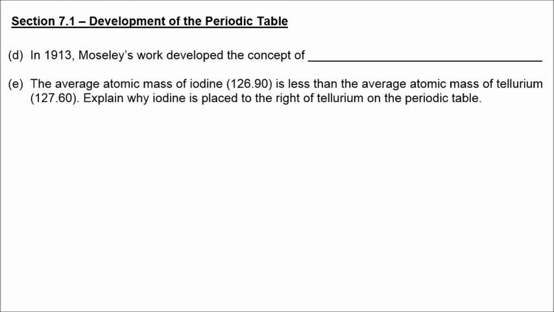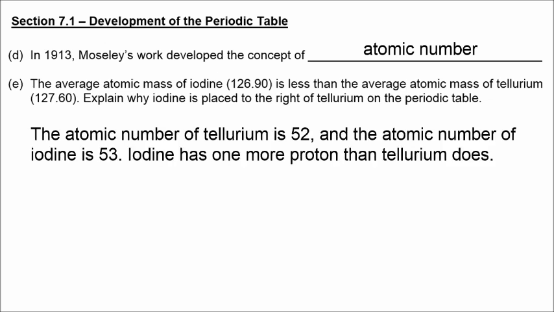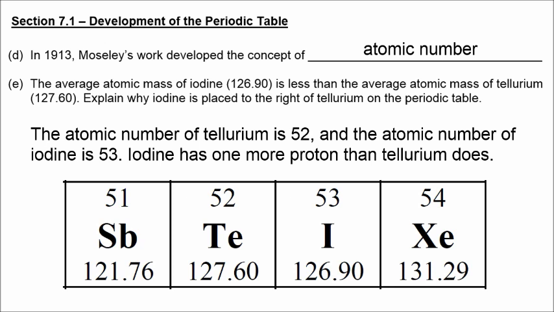In 1913, Moseley's work developed the concept of atomic number. So looking at two specific elements on the periodic table, iodine and tellurium, the average atomic mass of iodine is less than that of tellurium, and yet iodine is placed to the right of tellurium. And again, this is not because of atomic mass, it's because of atomic number. So because the atomic number of tellurium is 52 and that of iodine is 53, then iodine, which has one more proton than tellurium, should be to the right on the periodic table.